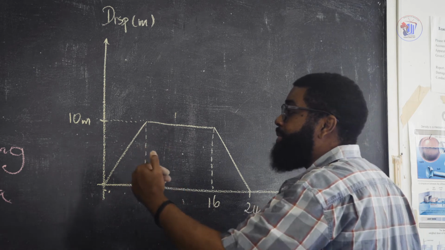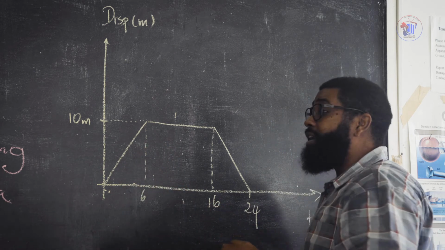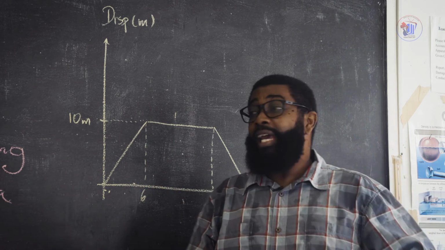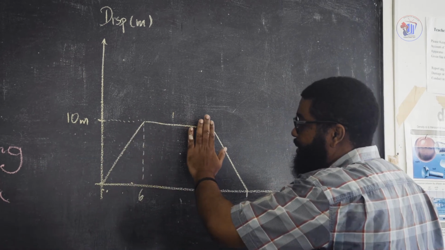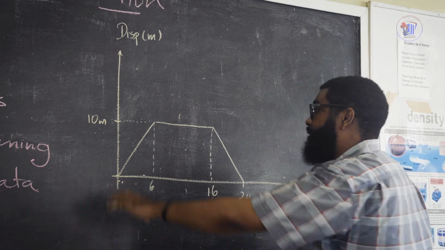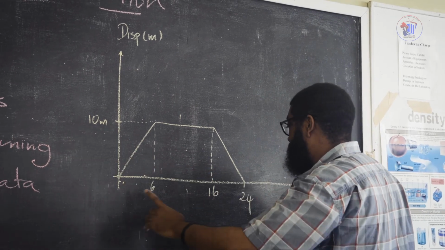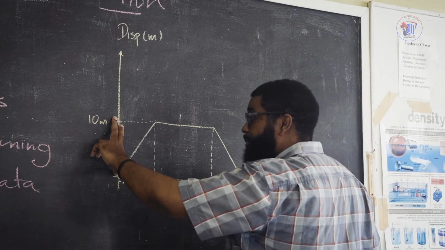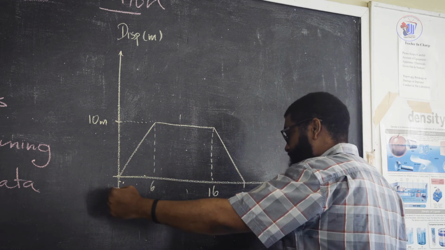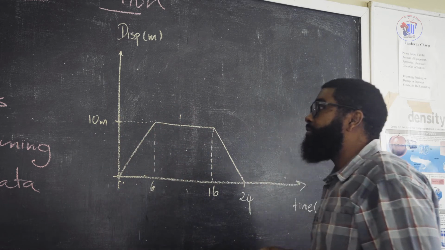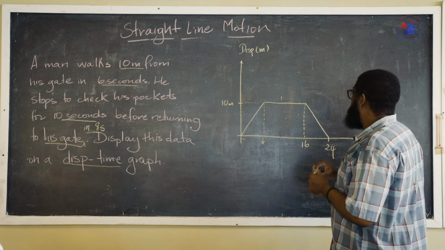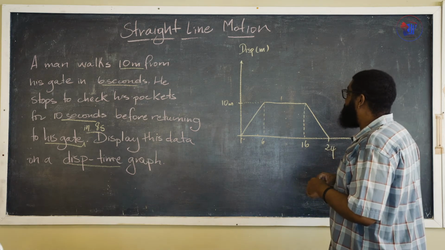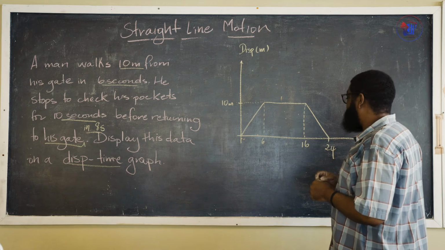And if displacement is measured from his gate, it means that he should have 0 displacement at the end of that 8-second period. So away from gate, stopping to check pockets, back to gate. Total of 10 meters from his gate, 10 meters back to his gate in 24 seconds. This is a sketch of a displacement time graph showing how far he traveled.